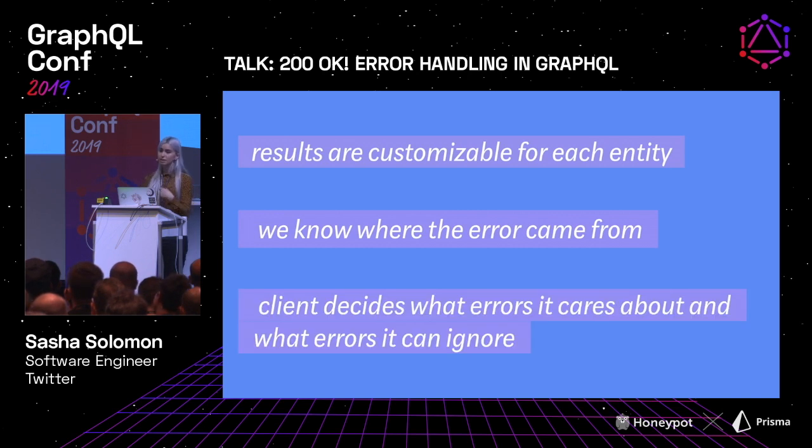And then also the client gets to decide what errors it cares about and what errors it can ignore. As you saw there, we queried for the full union of all the possible user states we had, but maybe we don't care if someone was suspended. We just don't care if they were. We'll display it anyway. We don't have to query for that. We can remove that from our query when we're querying for that union. Neat. So this is really cool.